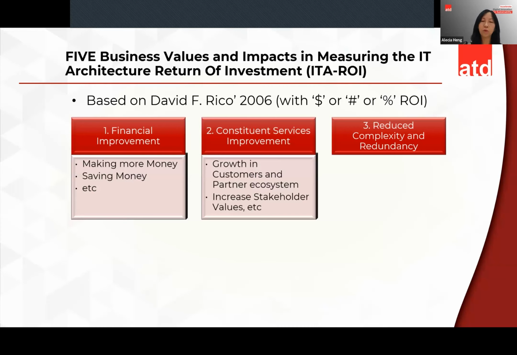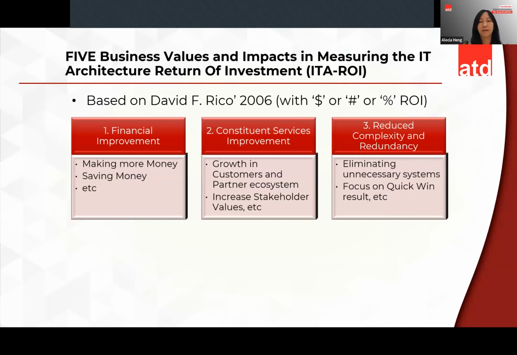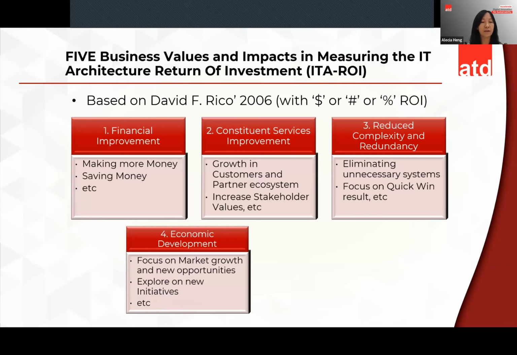Okay. Third, we also look at how this solution reduces the complexity or the redundancy, right? Before we purchase. So one of the factors that we look at is if the solution helps us to reduce complexity and redundancy, it will have extra points. And number four, we also look at whether it helps in terms of market opportunity and growth. Because of the new solution, it might help us to grow into new markets, right? It might help us to go into new initiatives.